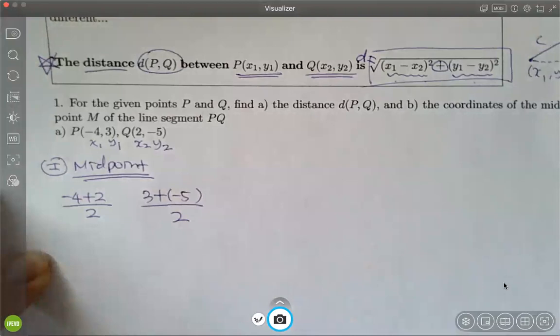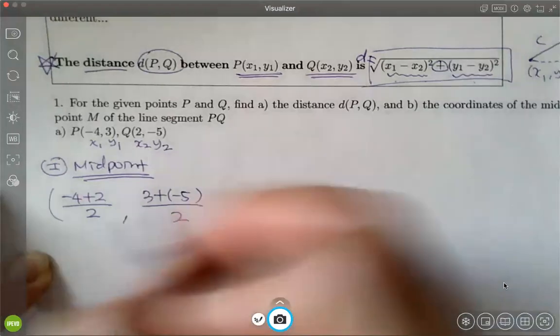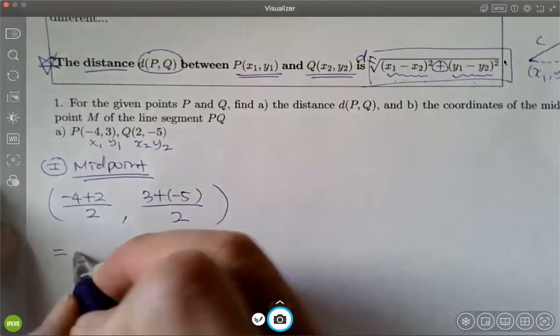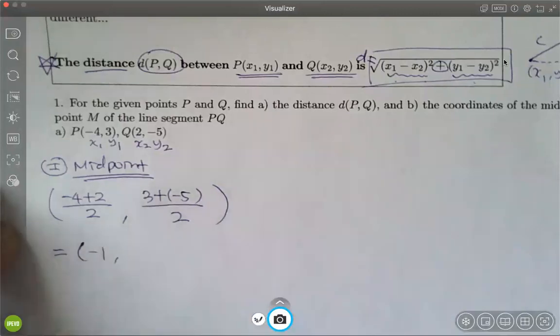And these two are what? Coordinates of a point. So put them in an ordered pair like this. Now simplify. What is -4 plus 2 all over 2? 1. Be careful. -1. And now, what is 3 plus -5 all over 2?